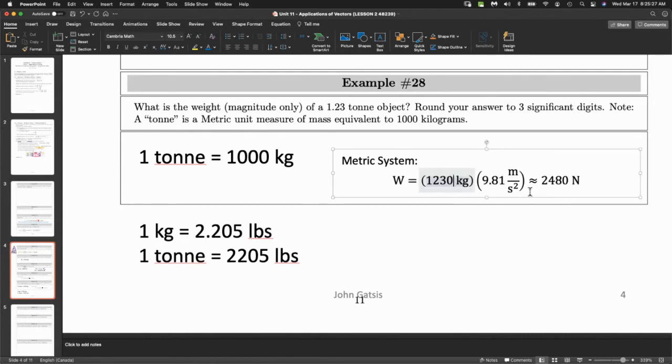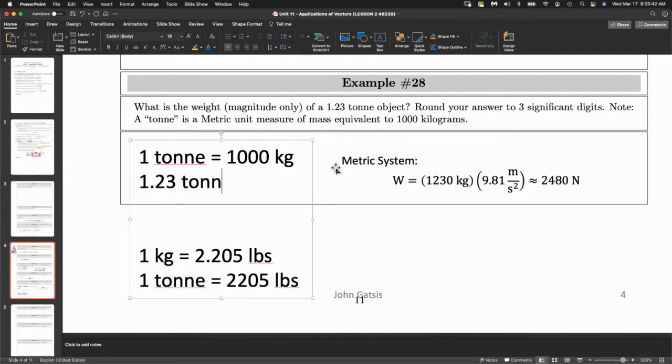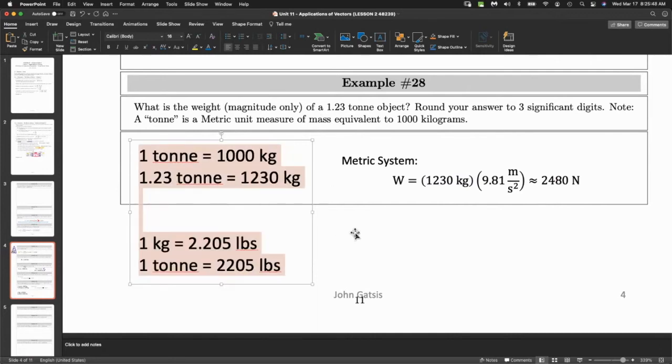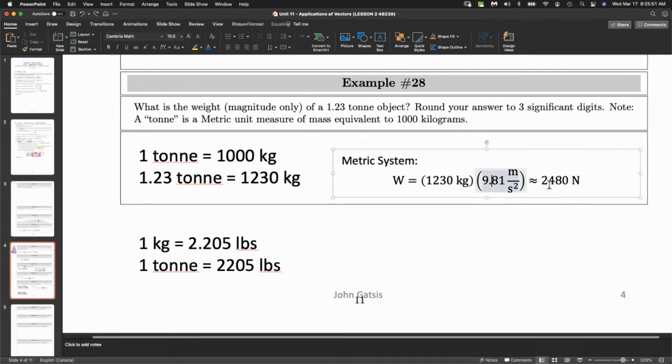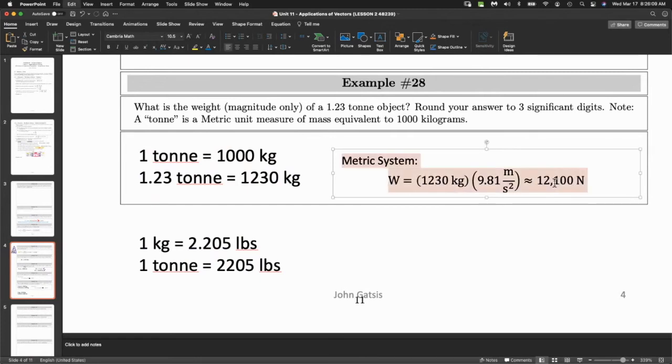So we have 1,230 kilograms. I converted here from 1.23 metric tons into kilograms by multiplying by 1,000. So I'll just clarify that here. 1.23 tons is equal to 1,230 kilograms. So does someone have a number here for the answer? The 3 significant digits, please. Very good. Thank you very much.